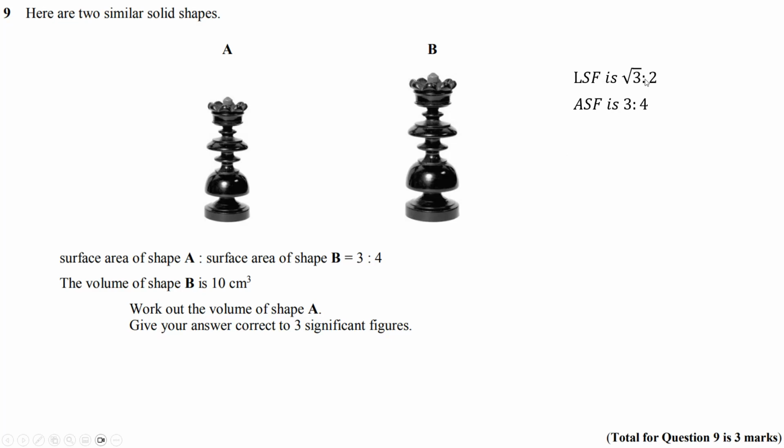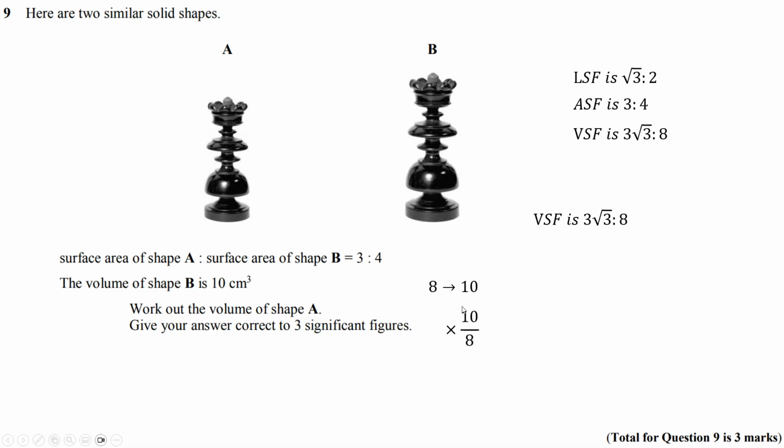So if you cube this, root 3 cubed, if you put it into your calculator, is 3 root 3, and 2 cubed is 8. So you'll have 3 root 3 to 8. And now if you notice here, B is 8 here, but the question is telling us that it's 10. So how do we turn this 8 into a 10? Well, you just multiply by 10 over 8.